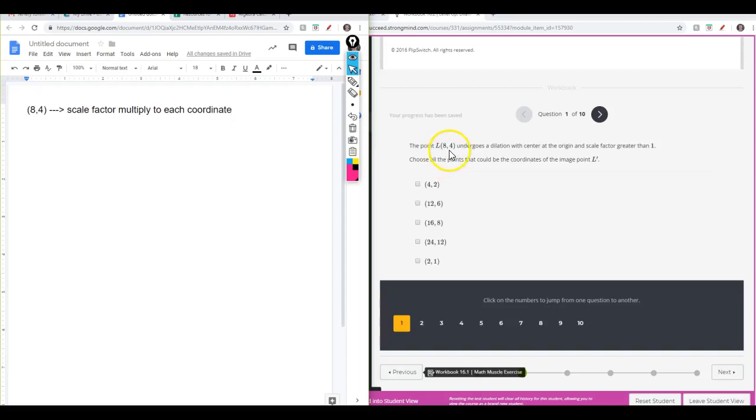Alright, point L (8,4) undergoes a dilation with the center at the origin and a scale factor greater than 1. Choose all the points that can be coordinates of the image point L prime. Okay, so we know that the point is at (8,4). The scale factor is what you multiply to each coordinate to end up with the image coordinate.